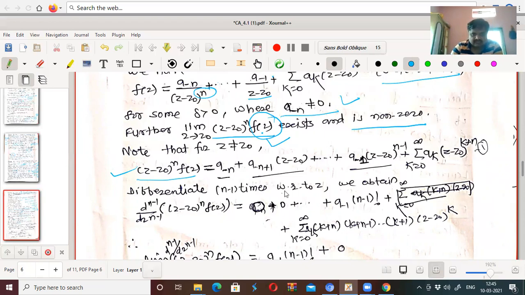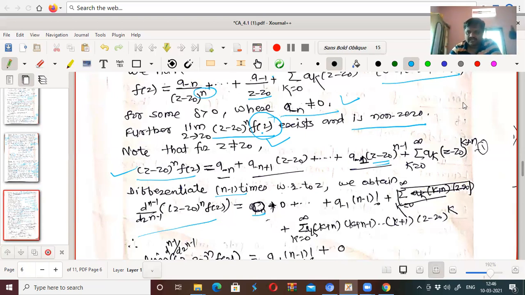Differentiate n minus 1 times with respect to z on both sides. We obtain the (n minus 1)th derivative with respect to z of the left hand side, equal to this. Now this is a constant term, so its first derivative is 0, no doubt, for n minus 1. Then after that its second derivative becomes 0. So only we get this term, that is a minus 1 times (n minus 1) factorial, because its (n minus 1)th derivative is (n minus 1) factorial. And all the next derivatives are 0.